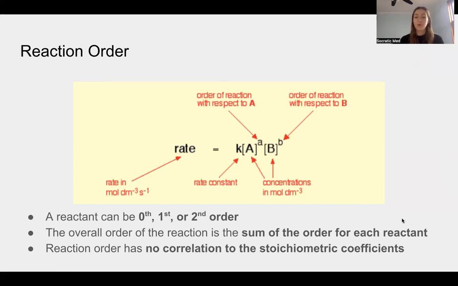So reaction order has no correlation to stoichiometric coefficients. So the MCAT loves to try to trip you up with that. So when you're given a reaction and it says, you know, all those coefficients in front of the numbers, ignore them. You just look at the exponents up here.